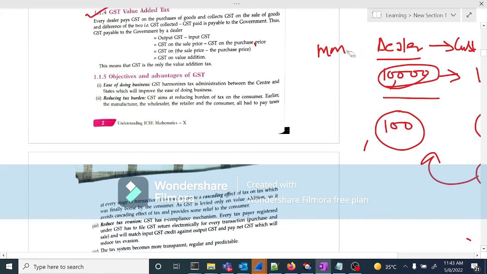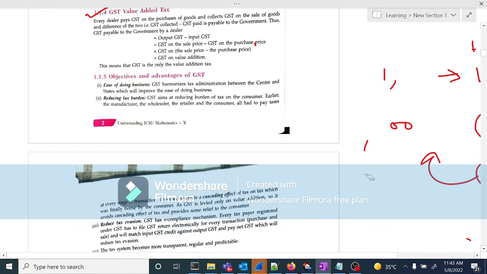So what were the objectives and advantages of GST, right? One may ask, okay, what do we gain? First, there was some ease of doing business, because earlier there were thousands and hundreds of taxes, central and state. A dealer, a wholesaler, or a shopkeeper used to keep track of all those taxes, and for the government also, it was a tedious job to calculate those, right?